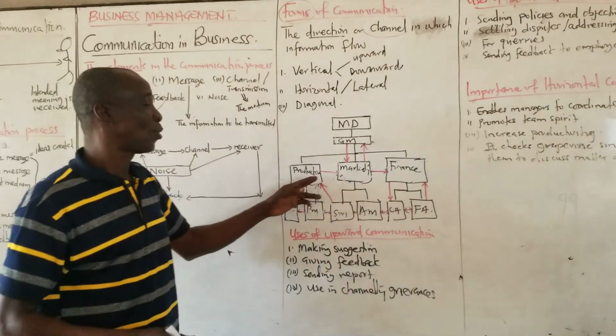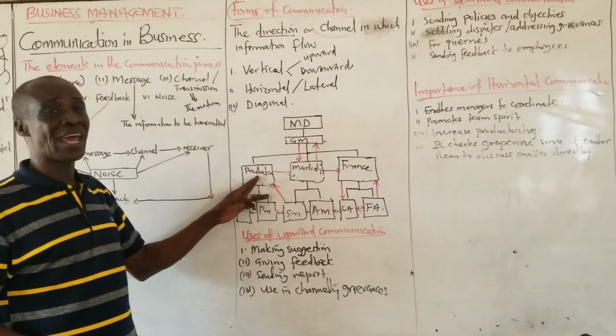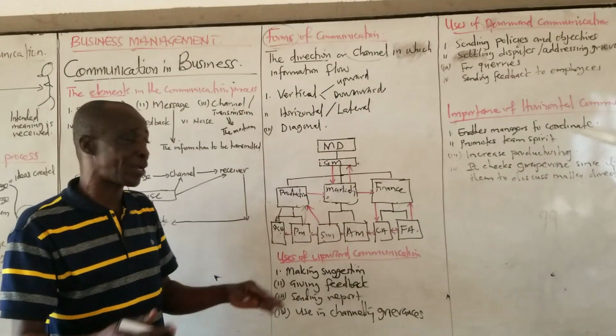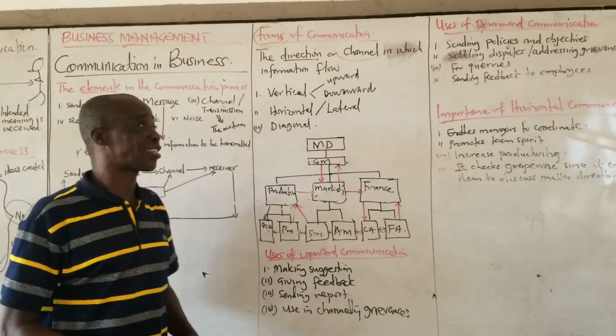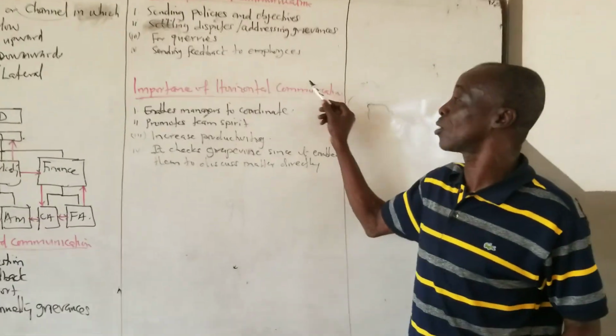So that, for example, the production manager will know the number of items left, so that they will know whether they should continue or not. So that this one will know whether we are supposed to do this or that. So that is for the lateral communication, or the horizontal. What is the importance of this horizontal communication?